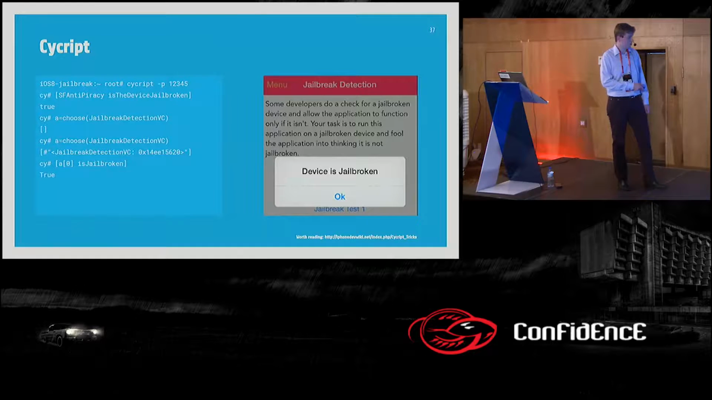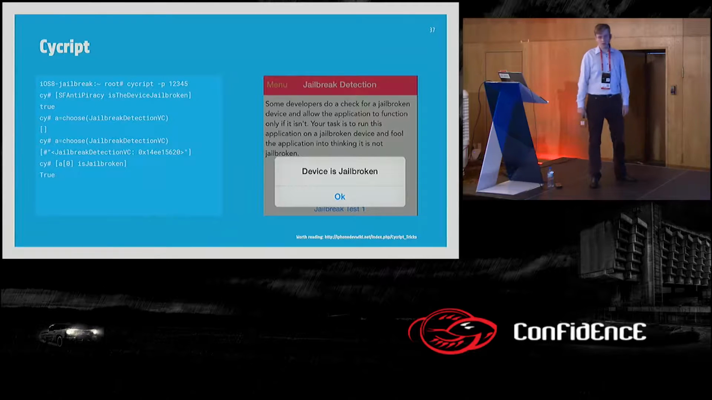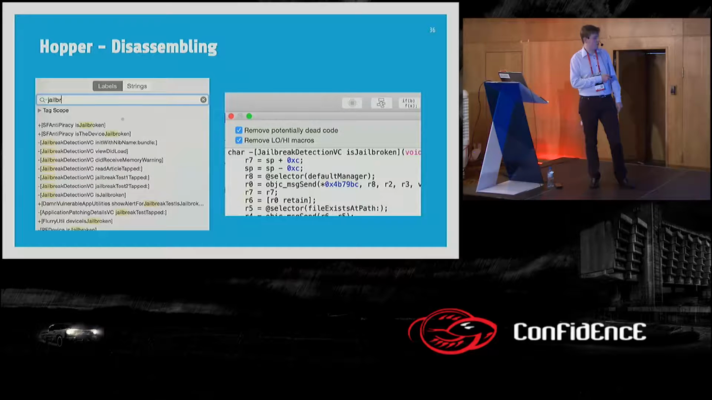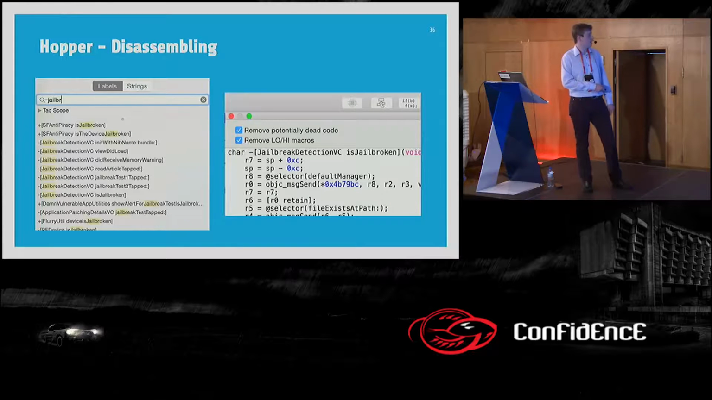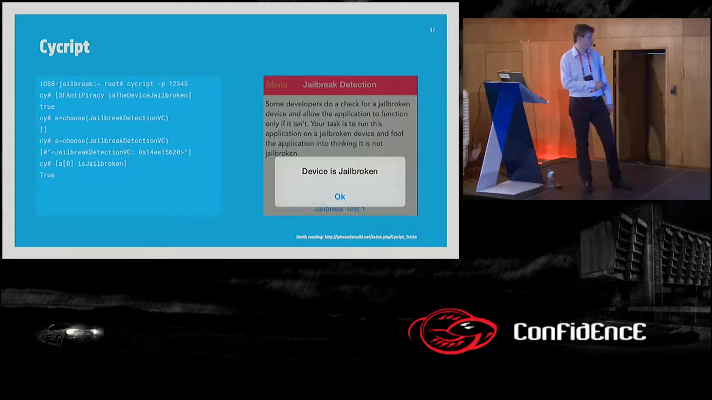So in this application, you have basically two buttons, one for jailbreak test 1 and one for jailbreak test 2. They employ two different methods, so we'll try to bypass this. When you click, it obviously says that the device is jailbroken. We want to bypass this. So we launch the script with -p, which is the process ID. Remember that SFAntiPiracy isJailbroken is a class method. We can call it on its own, so we do it here, and it returns true. Device is jailbroken.